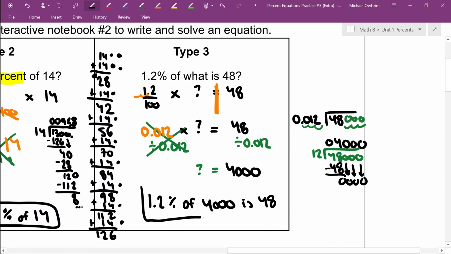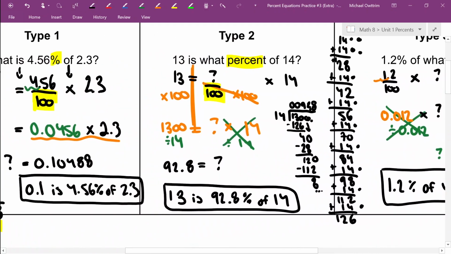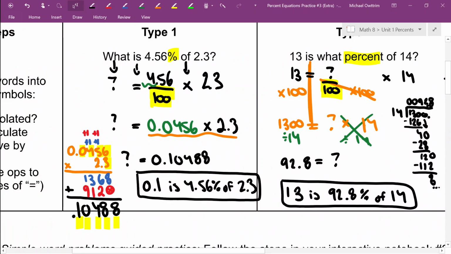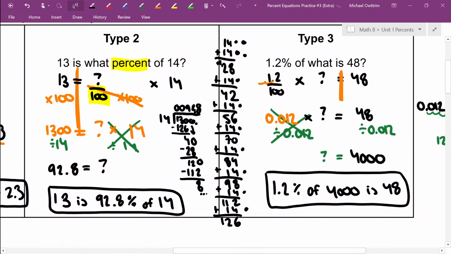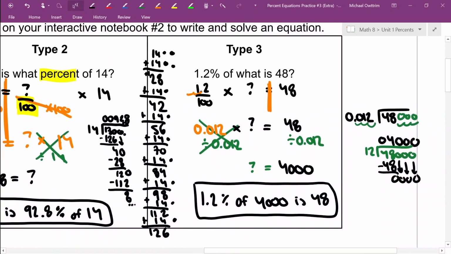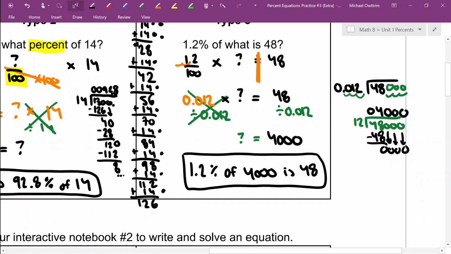Now with all of these, we can use benchmarks to assist ourselves. The first question could be solved using benchmarks, 4 1%, a 0.5%, and a 0.05%. That might be a bit tricky, but you could do it. Here we talked about using benchmarks to think, well, 14 is 100% of 14. So 13 should be pretty close to 100% of 14. So 92.8 sounds about right. And then in our last one here, we could use benchmarks to actually do 1.2% of 4,000 and figure out that that does indeed give us 48. And so that checks out with the original question.